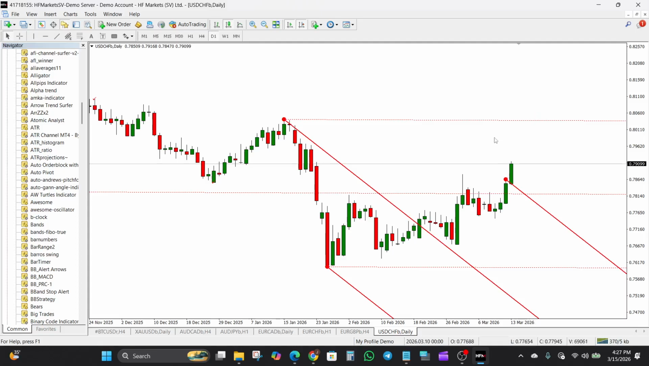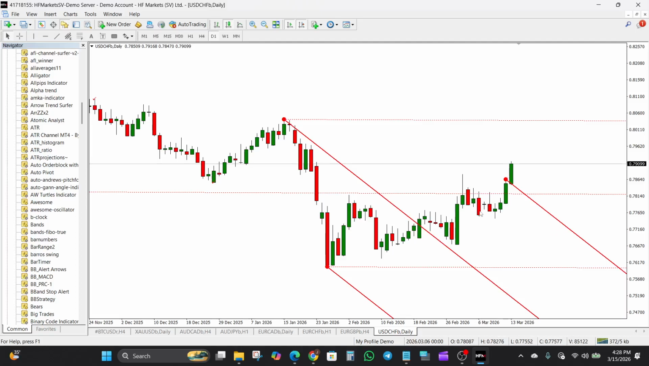The upper and lower lines of the pitchfork can act as potential areas where price may react. So these lines sometimes behave like dynamic support and resistance levels. For example, if price approaches the upper line of the pitchfork, traders may watch how the market reacts to determine whether the trend might pause or reverse. Similarly, when price reaches the lower boundary, traders may analyze whether buying pressure begins to appear.